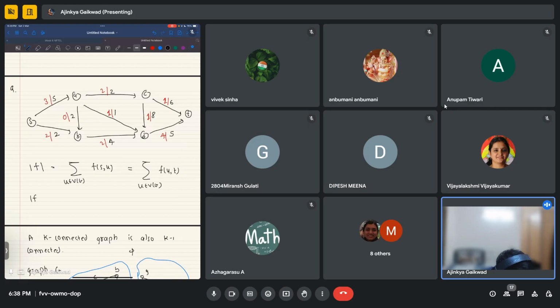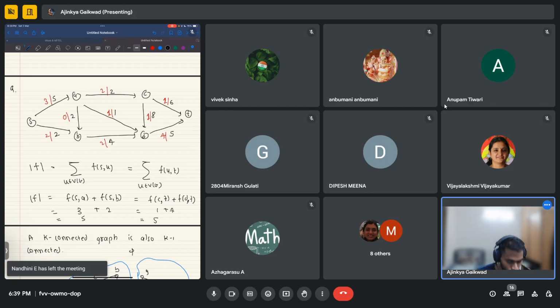It is basically saying that the amount of flow leaving S is the amount of flow going inside the sink, which is T. So mod F is equal to F of S comma A plus F of S comma B, the two outgoing edges. This is also the same as F of C comma T plus F of D comma T. F of S comma A is 3 plus 2, and this is 1 plus 4. So this is 5, and this is also 5. So this is the flow between S and T. Is this clear, how I calculated the amount of flow?